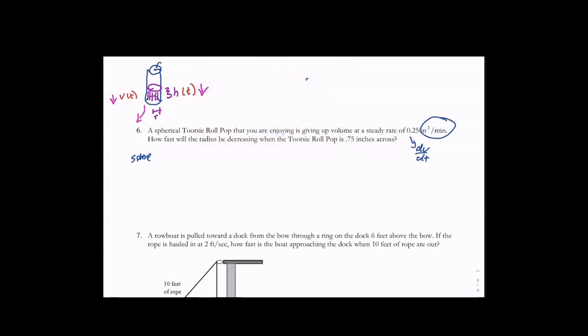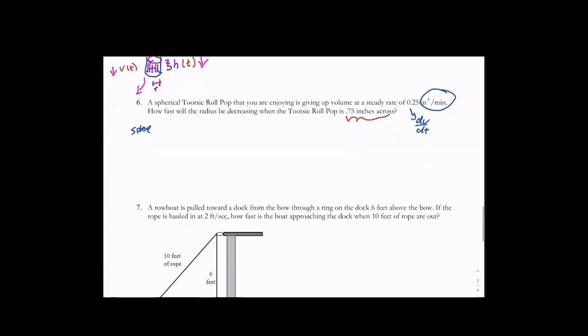Now this one's interesting because it says the radius is decreasing. How fast is the radius decreasing? So it's asking for the rate of radius, and they give me 0.25 inches across. What do they give me here? This is what makes this problem a little bit trickier. The diameter.